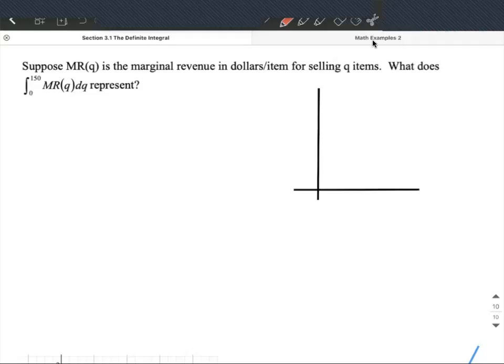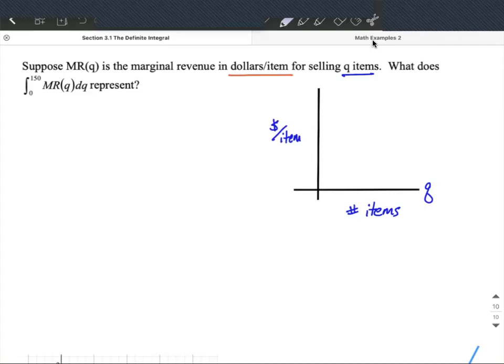Okay, we need to interpret this definite integral where MR represents the marginal revenue in dollars per item for selling Q items. As you're looking at this as a function, Q is our variable that's being input. That's the number of items. And then MR of Q, the marginal revenue, if I were to graph that, it would be in dollars per item. It would go along this axis.